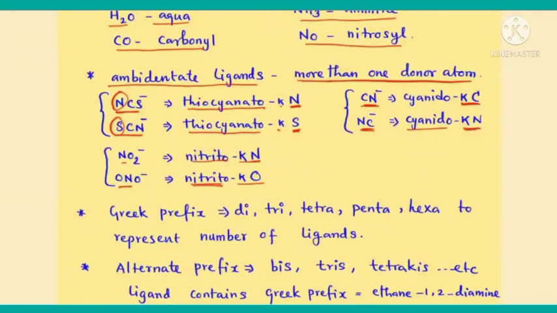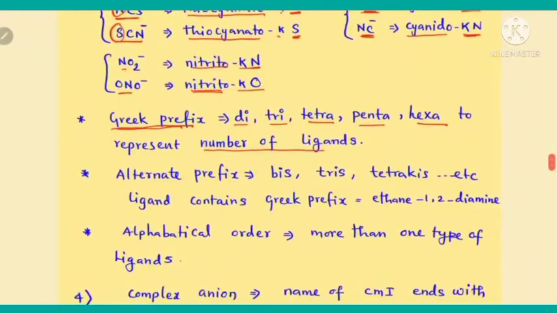Donor atom has to be specified after its name. Then we are using Greek prefixes such as di, tri, tetra, penta, hexa, etc. to represent the number of ligands. Some cases we use alternate prefixes, like bis, tris, tetrakis, etc. Bis for 2, tris for 3, tetrakis for 4. Likewise, pentakis for 5, then hexakis for 6. So these are alternate prefixes. Some places we use alternate prefixes.